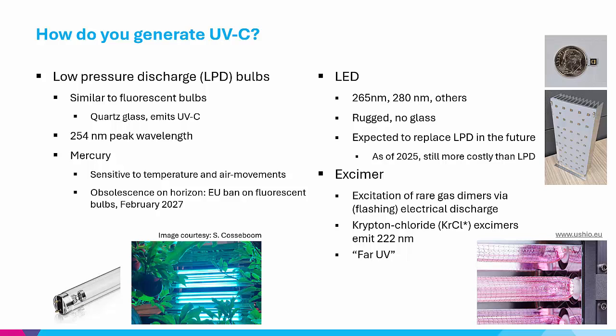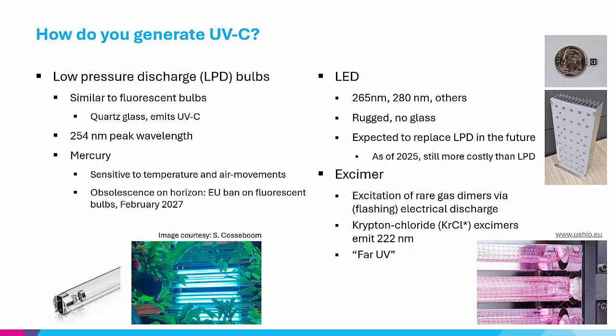Here are 3 electric light sources that generate UVC. Low pressure discharge mercury bulbs, also referred to as lamps, have been used for nearly 100 years. LPD bulbs look like fluorescent bulbs, but they have a clear glass tube made of quartz. The peak wavelength that these bulbs emit is 254 nanometers, which is very good for disinfection. Like traditional fluorescent bulbs, these come in just a couple different lengths.